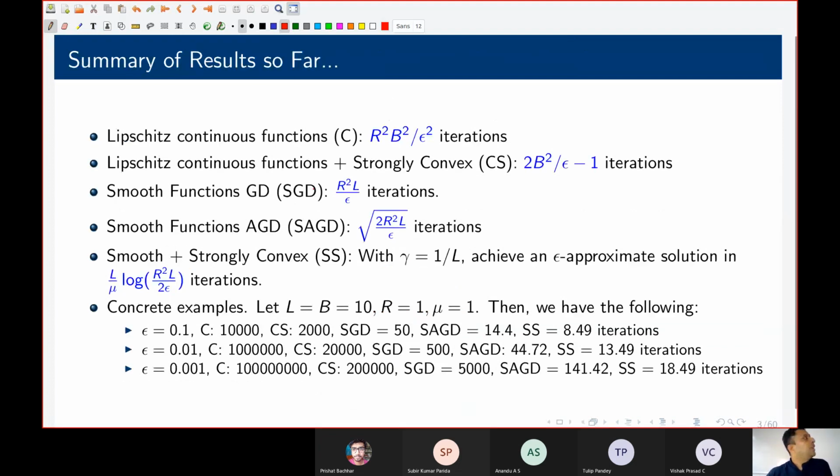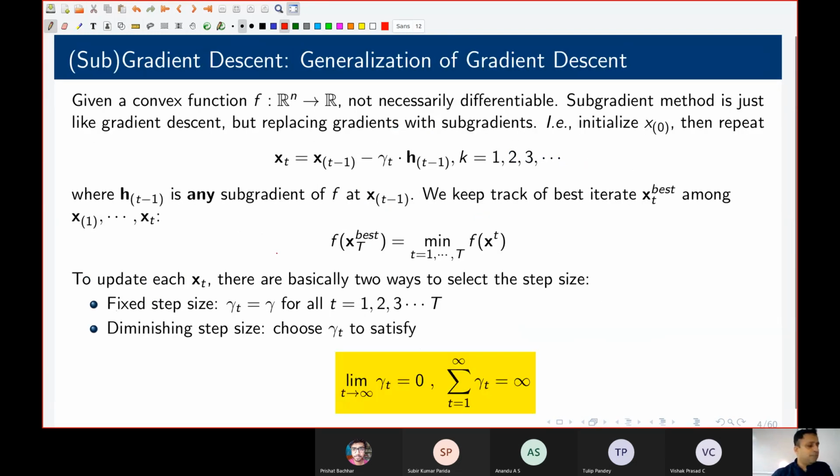We saw our journey from 1 upon epsilon square to log of 1 upon epsilon, and then we tried to do course correction, 1 upon root epsilon, for the case of acceleration we were able to get when we have smooth functions and just convexity. Okay, so this was an achievement for us, but we are in for a bit of an anticlimax here.